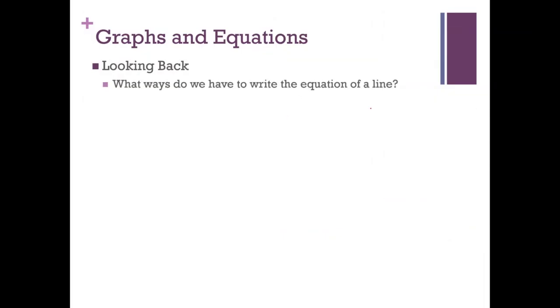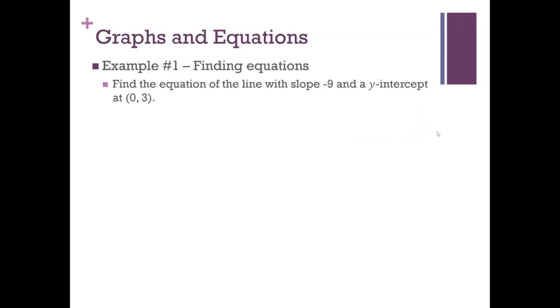So the two ways we just talked about were this slope-intercept form, y equals mx plus b, and we also talked about standard form, ax plus by equals c. I'm going to introduce at least one more here. I would like to find an equation of a line that has these properties: slope of -9, y-intercept is (0, 3). How can I use that information to write the equation of a line?